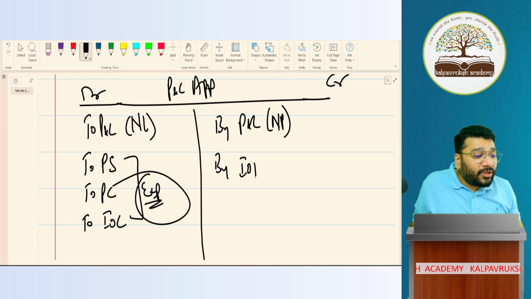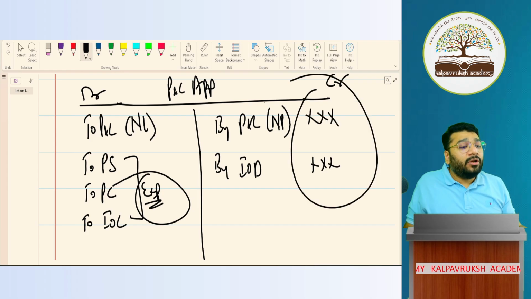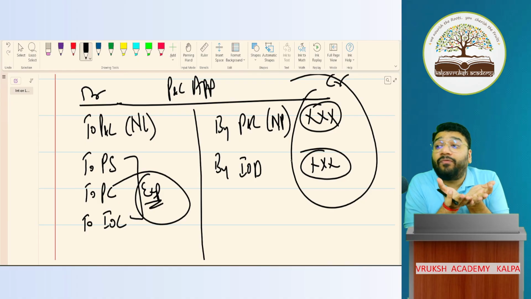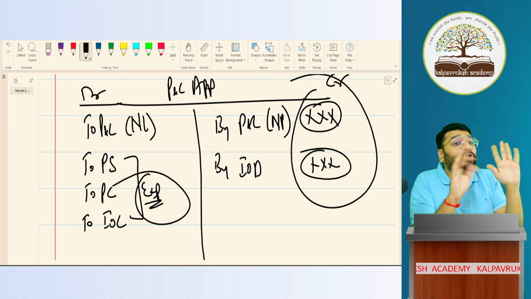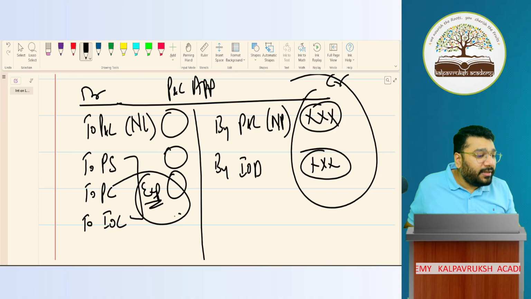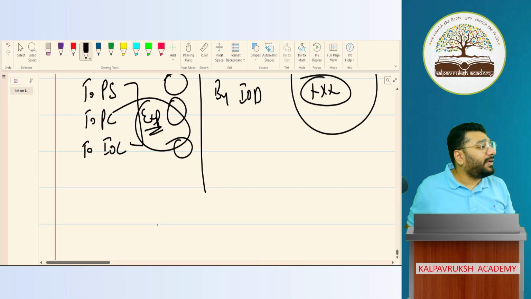By interest on drawing. It is your income, the firm's income. So profit plus interest income put together is the total available profit for distribution. From that we'll give salary, commission, interest on capital, etc.